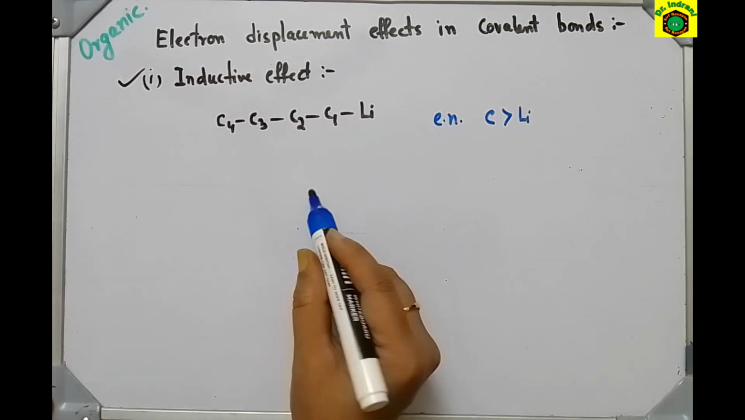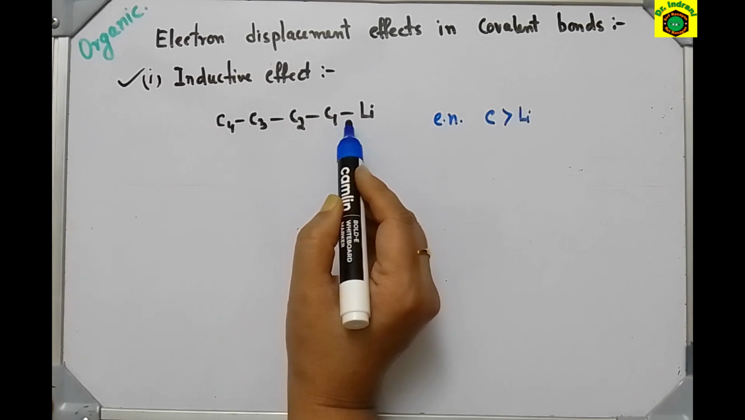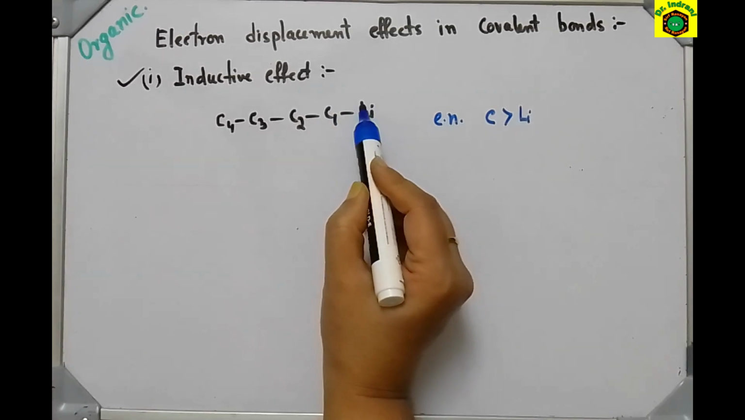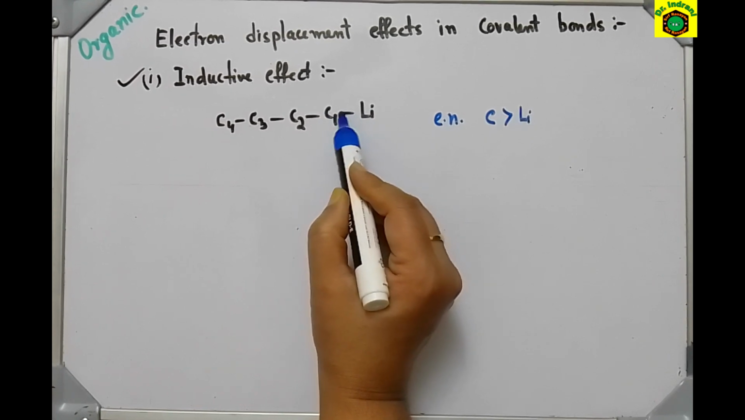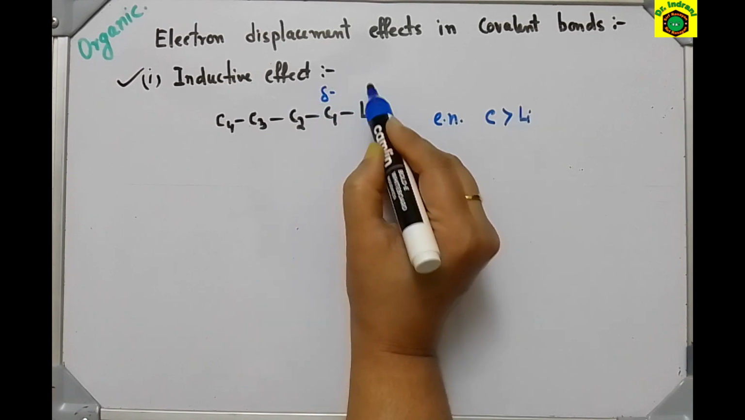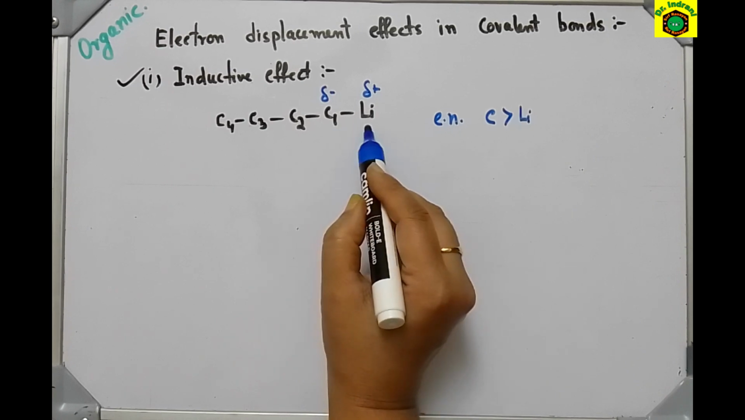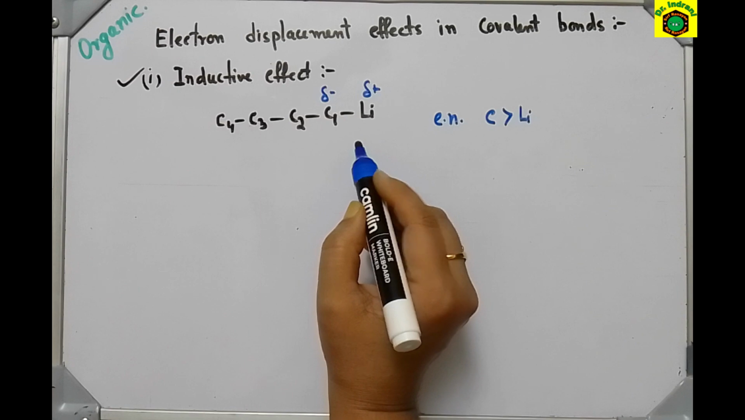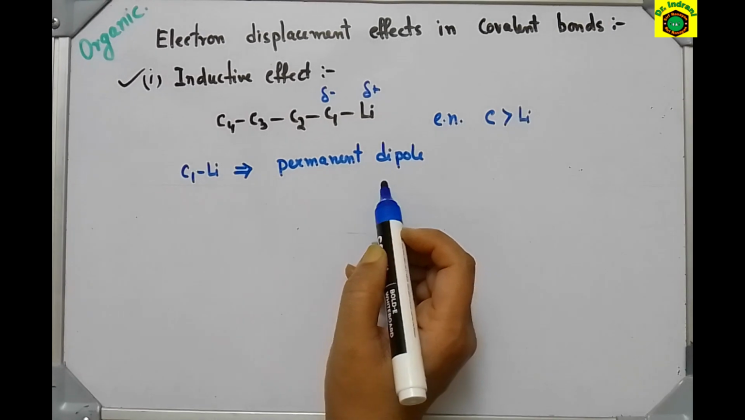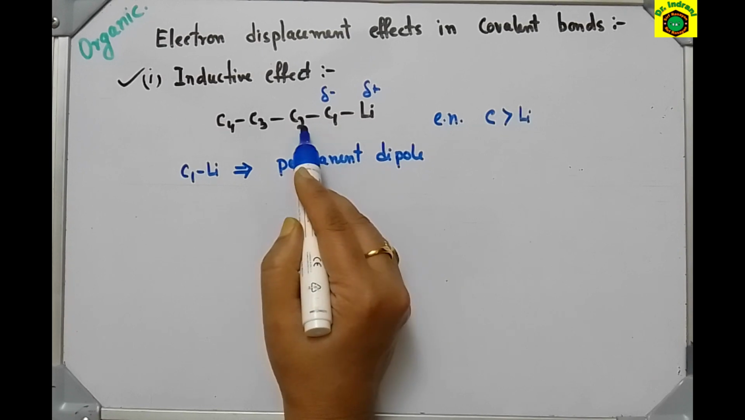So what will happen? So here partial shifting or partial displacement of sigma electrons towards the more electronegative carbon atom takes place. So if partial shifting of electron density takes place toward this carbon atom, what will happen? This will get a partial negative charge and this will get a partial positive charge. So the C1-Li bond in this case is a permanent dipole. This dipole induces a permanent dipole in the C1-C2 bond.